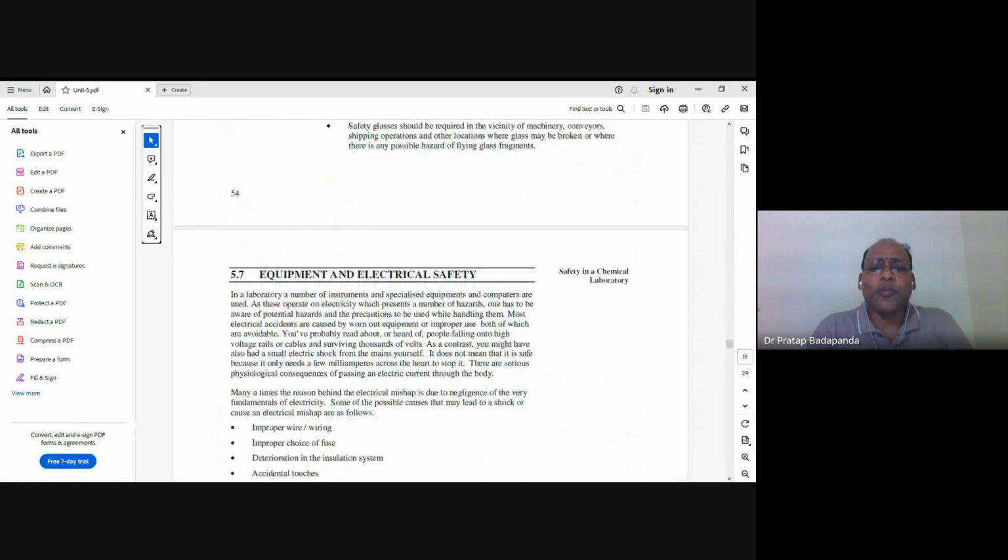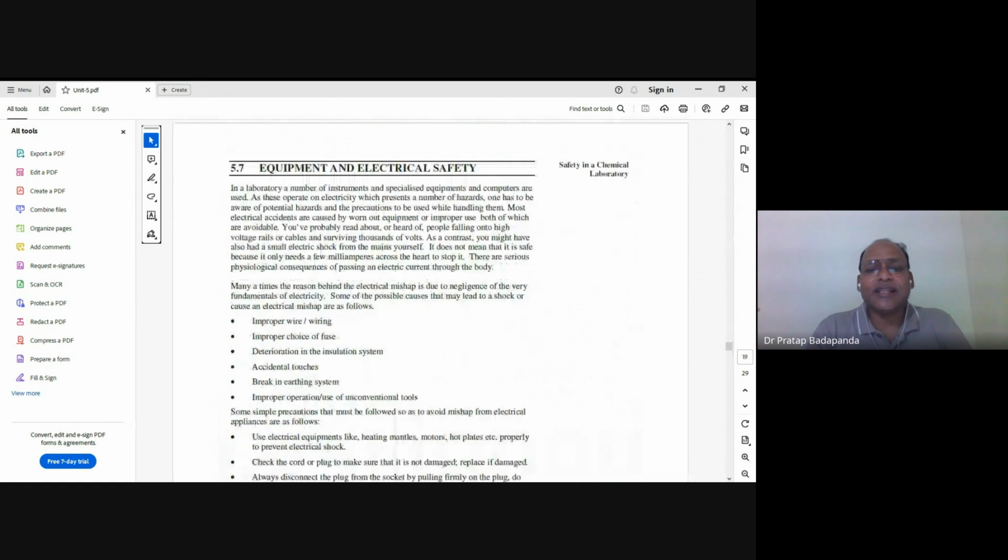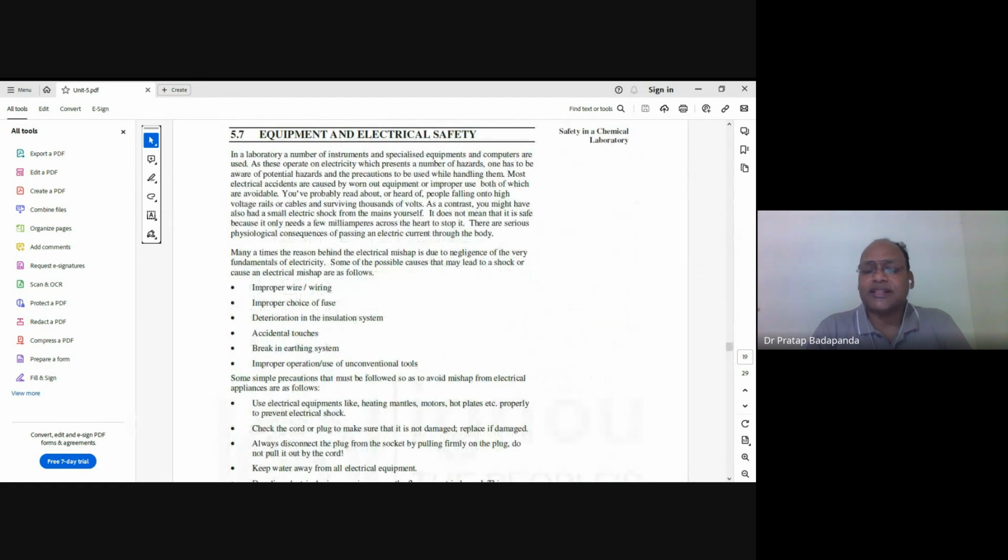Now the equipment and electrical safety. That is another important thing, I told you several times. Faulty electrical equipment may cause shock and all those things. So you should carefully handle these things.